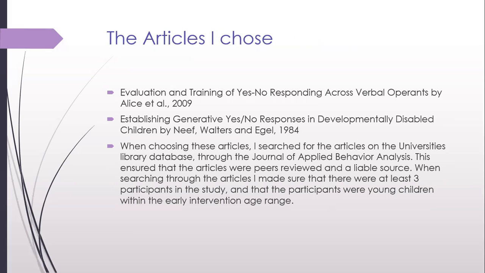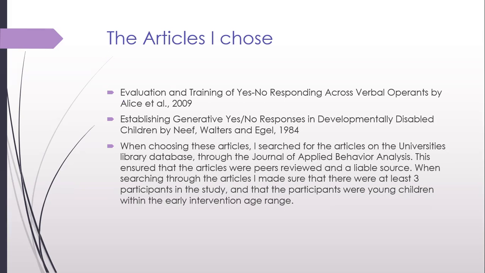So the articles that I chose are Evaluation and Training of Yes-No Responding Across Verbal Operants, and Establishing Generative Yes/No Responses in Developmentally Disabled Children. Whenever I chose these articles, I looked at the university's database and more specifically, I looked through the Journal of Applied Behavior Analysis. I did this because I knew the articles would relate to the field, and JABA is a credible source and makes sure that the articles are peer reviewed.